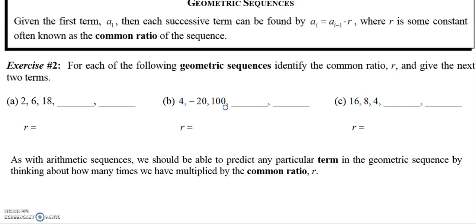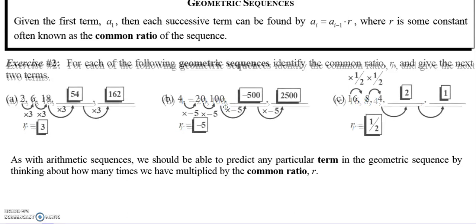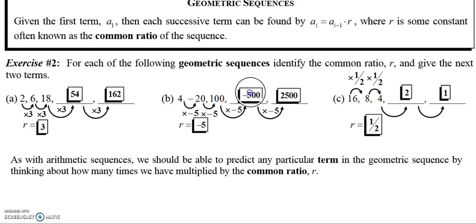Okay, how'd you do? You should have got something like this. So the first one, r was 3, 54 and 162. R is negative 5, which is negative 500 and 2500. And the part C is 1/2, which would be 2 and 1.